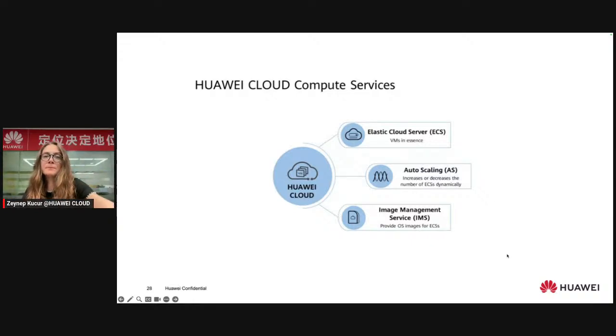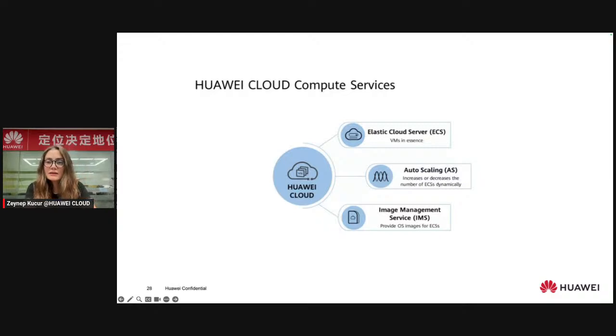And when we come to the other compute service, which is Image Management Service, an image is a template used to create servers or disks. So if you have an image, let's say you created an image of your ECS, you can use that image with your auto-scaling policy. When your policy gets triggered, you have to create another ECS. That ECS can be created with the image you took of the ECS you have now.